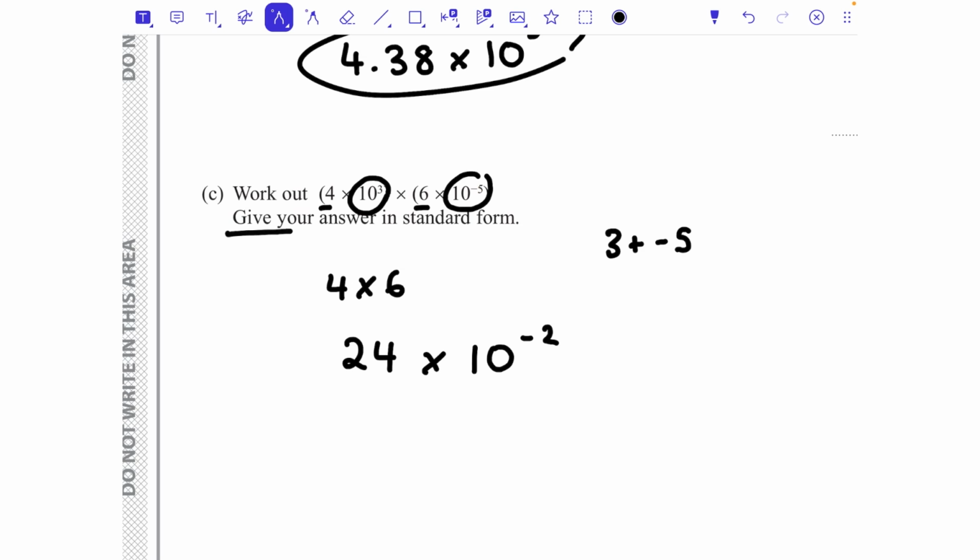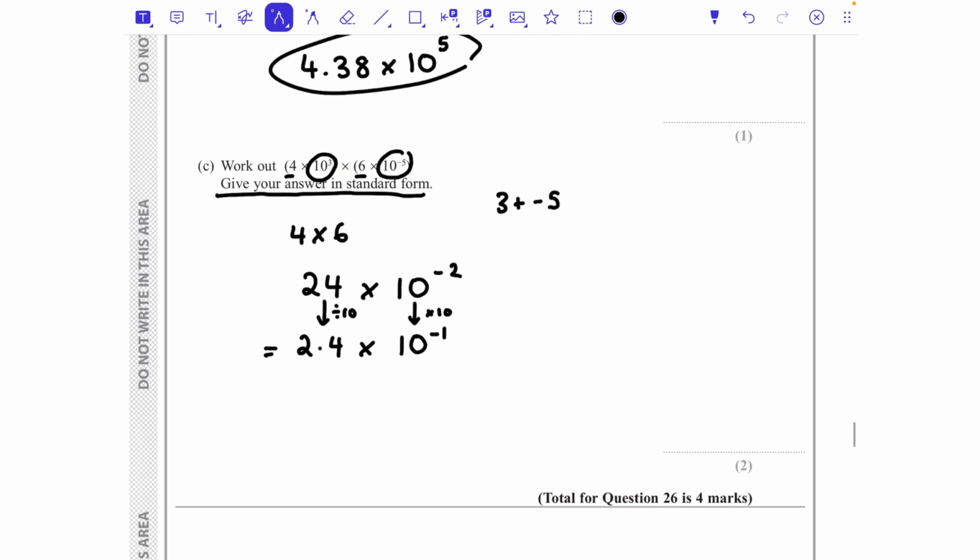Now it says, give your answer in standard form, and that is not in standard form because 24 is not between 1 and 10. So I need to make it between 1 and 10. 2.4 times 10 to the power of. Now, if you've made this bit 10 times smaller, then you need to make this bit 10 times bigger to keep the number the same overall. And 1 bigger than minus 2 is minus 1. So this is 2.4 times 10 to the power of minus 1.